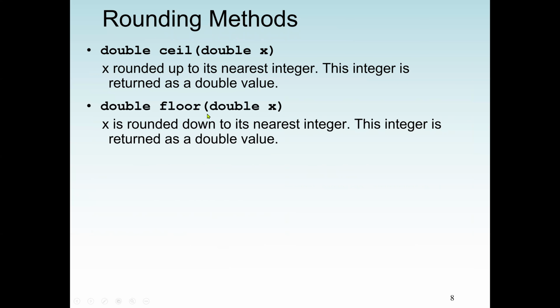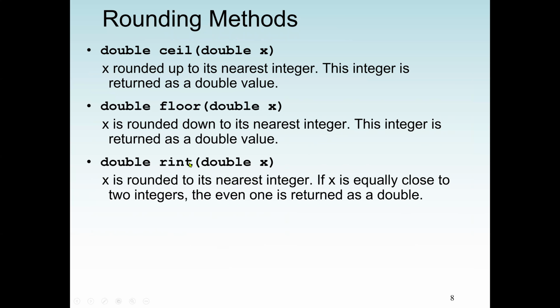We also have the floor. The floor method will round it down to its nearest integer. So if I have 4.999, the answer will be 4. It doesn't go to 5. It rounds it down to its nearest integer. We also have the rint. Rint also rounds it to its nearest integer. So here we say if x is equally close to 2 integers, the even one is returned as a double.